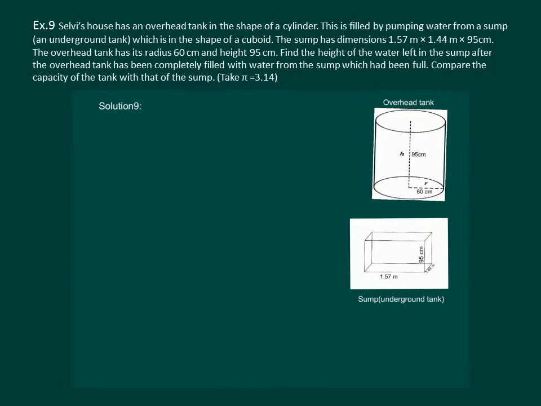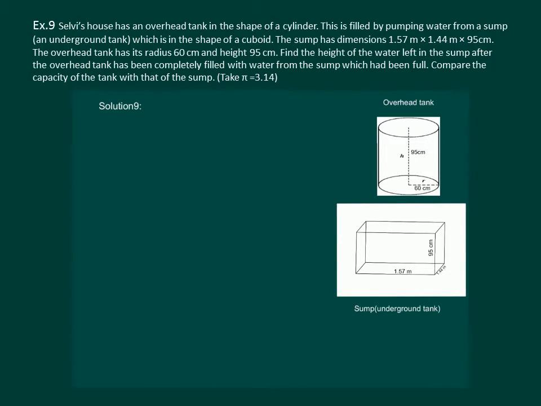The overhead tank has its radius 60 centimeters and height 95 centimeters. Find the height of water left in the sump after the overhead tank has been completely filled with water from the sump, which had been full. Compare the capacity of the tank with that of the sump. From the question, we understand that our sump is bigger than the overhead tank, and volume of water in overhead tank is equal to volume of water that has been pumped out from the sump or removed from the sump.